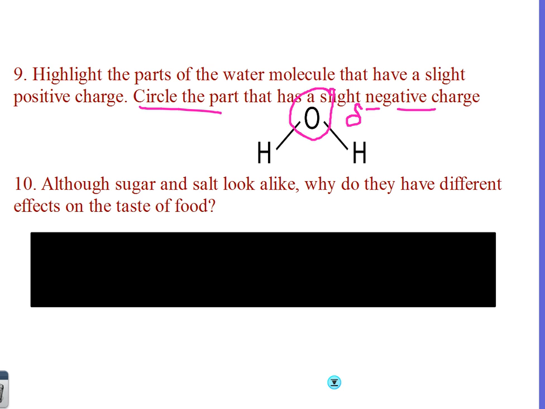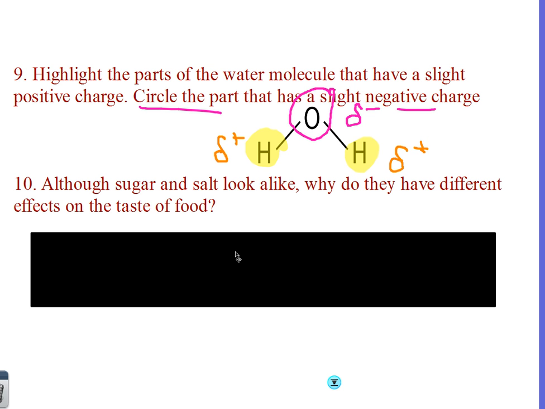And then highlight the slight positive. Well, that's those little teeny hydrogen atoms down here. They're the ones that have the slight positive charge. There we go. Because they don't spend a lot of time with those electrons orbiting them, so they look a little bit positive with that proton open.